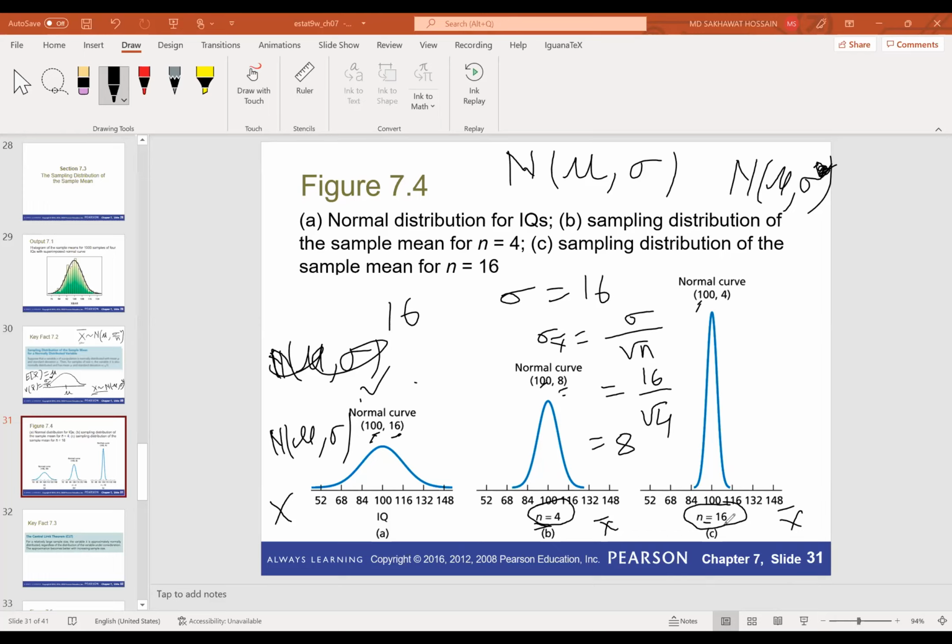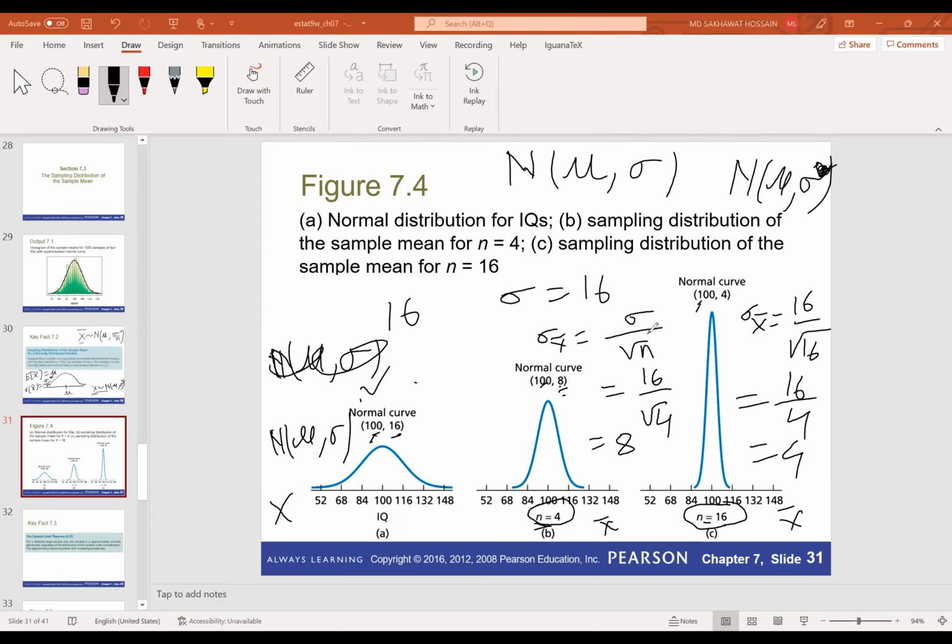And when n is 16, the standard deviation sigma X bar is 16 over square root of 16. So that means 16 over 4, which is 4. So the standard deviation is 4. Now you can see that for the distribution of X bar, the mean is the same. The difference is that the standard deviation, or the variance, decreased, right? It was 16 for the original one. Now we have 8, because we are dividing the standard deviation by square root of n.